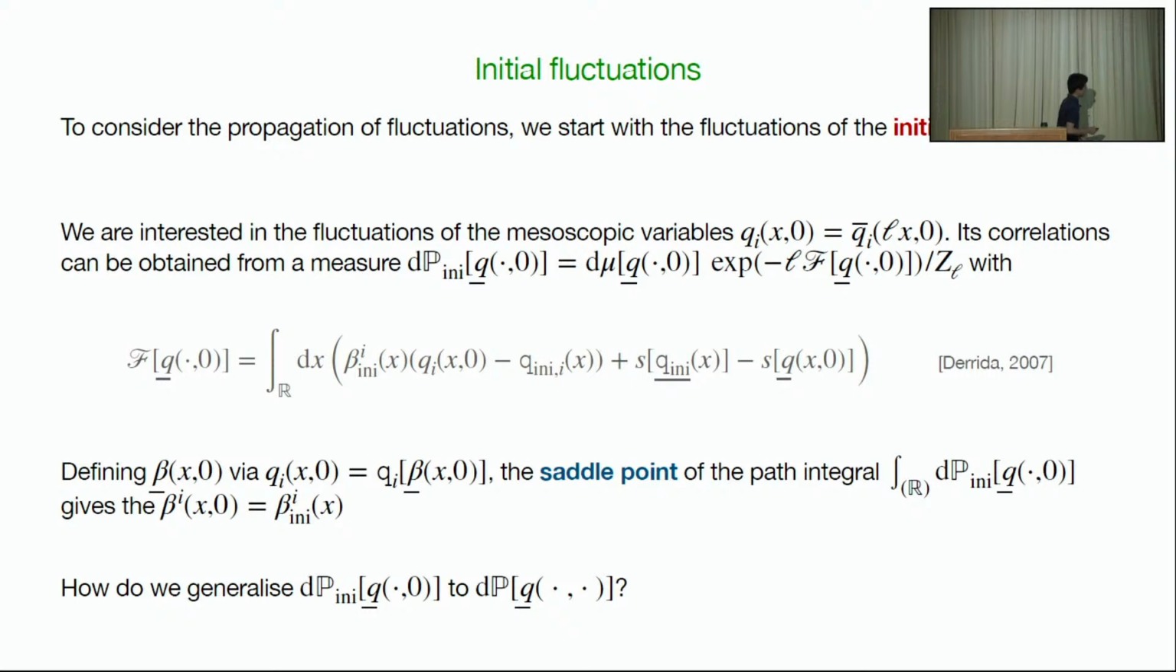d mu is simply a flat measure. It's a measure that you usually use in your functional integrations. But I guess the non-trivial bit is in here. This curly F, which is given in this way, is called the large deviation function. And here, for instance, S is the entropy density. And all the quantities that come with the subscript ini are supposed to be evaluated with respect to the initial condition.